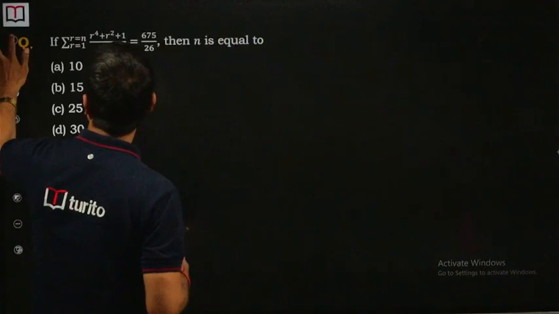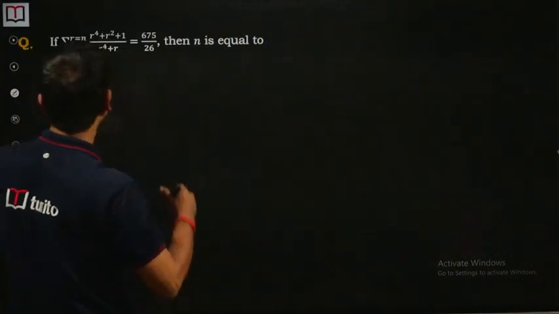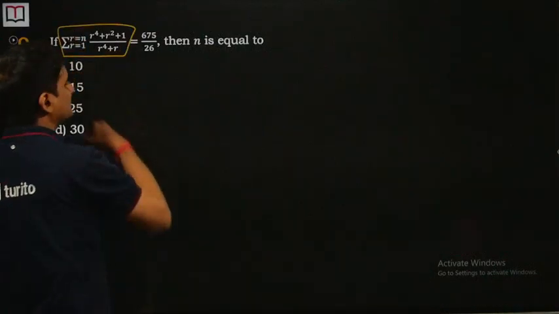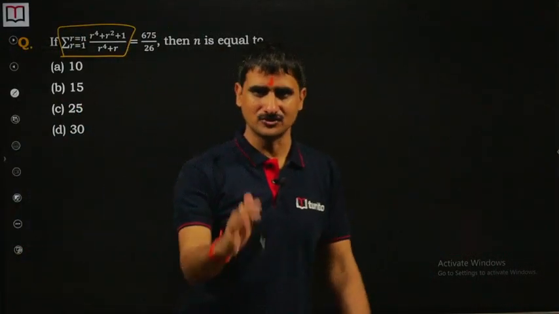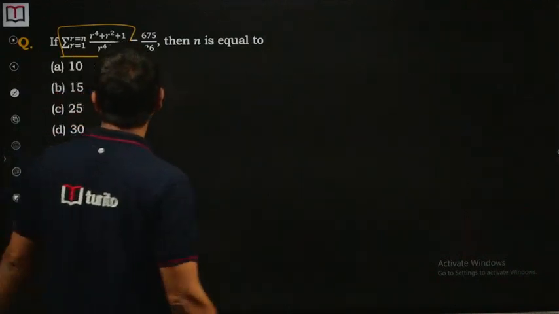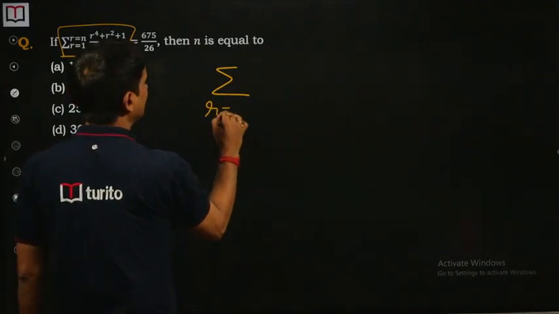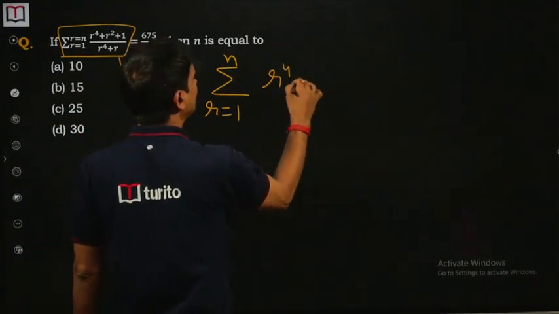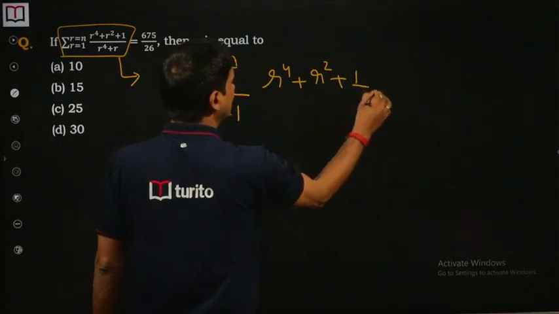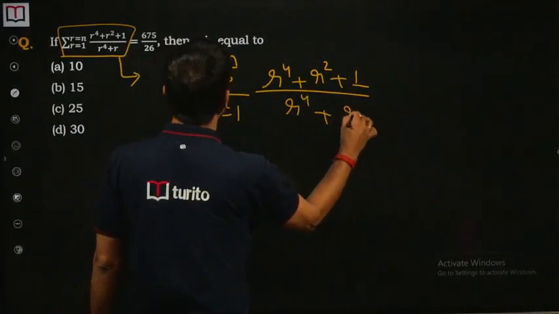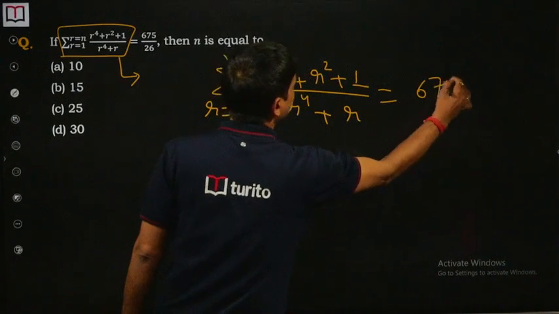So that was a question. Again, I framed it just to discuss with you some aspect of geometry related to complex numbers on the Argand plane. Now that's really a good one. Based on series, r goes from 1 to n, of (r to the power 4 plus r square plus 1) upon (r to the power 4 plus r). It is given to be 675 by 26.